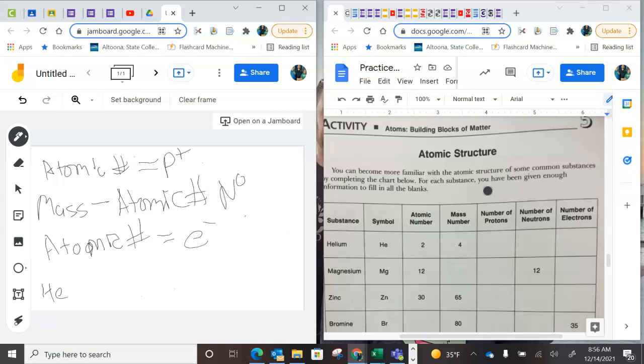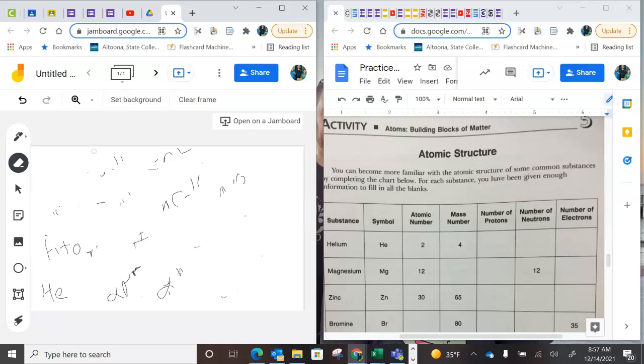So helium, right here, has an atomic number of 2. That means it has 2 protons. It has a mass of 4, so you take 4 minus 2, it'll have 2 neutrons, and because it has 2 protons, it has to have 2 electrons. So if we move a little more forward, we'll go ahead and jump down and do one more here.